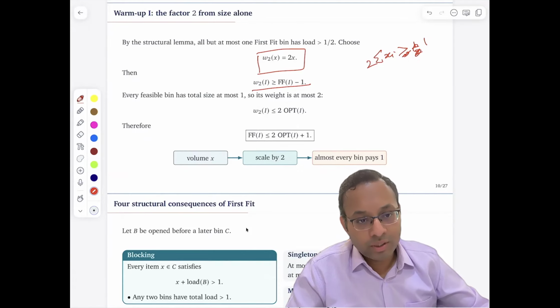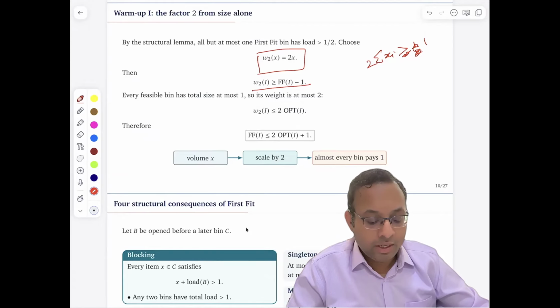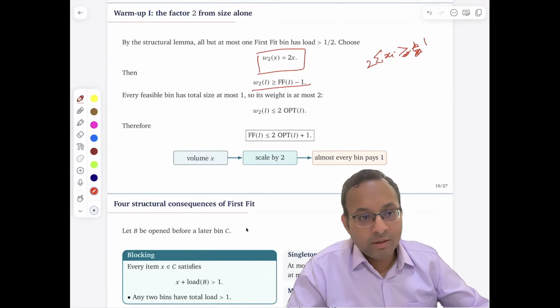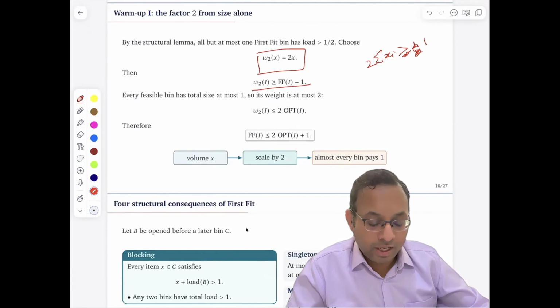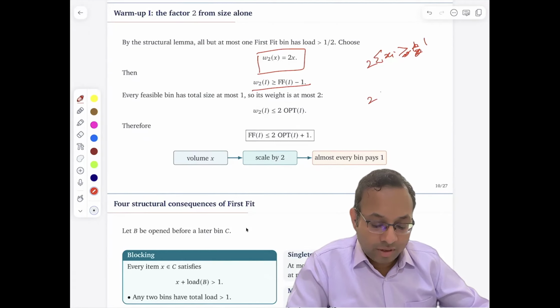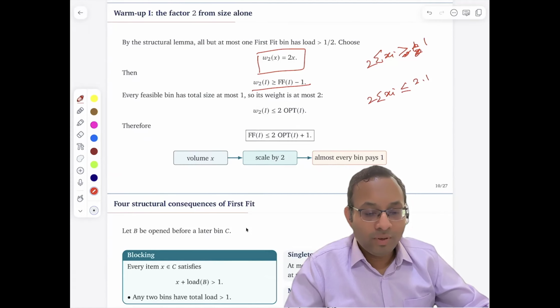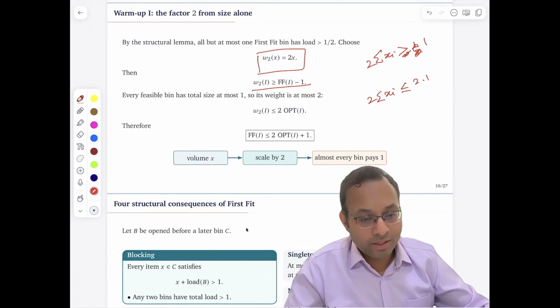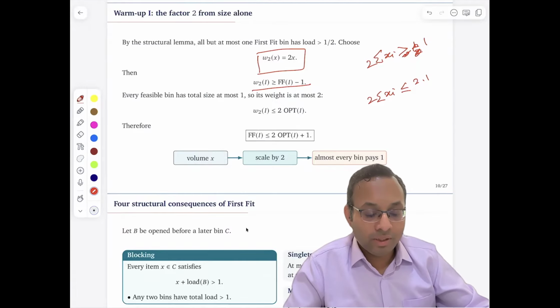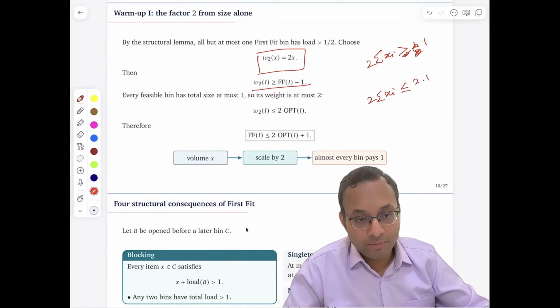And now we also have to charge the optimal side. Each feasible bin has total size at most 1 because they're packed in a bin of size 1. So the total weight of a bin, 2 times the sum of xi, is at most 2 times 1, which is 2. And that's why if I look at all the items in the optimal packing, the total weight of these items is at most 2 times the number of optimal bins.